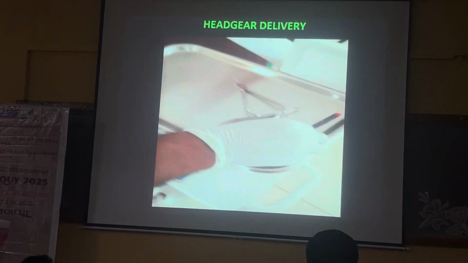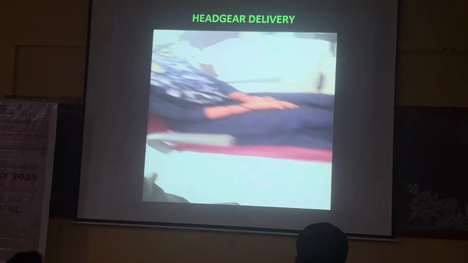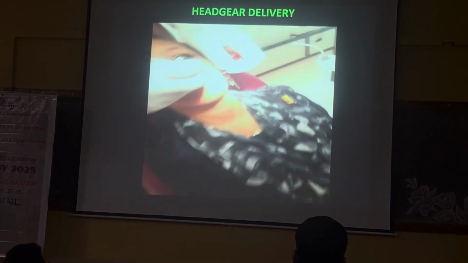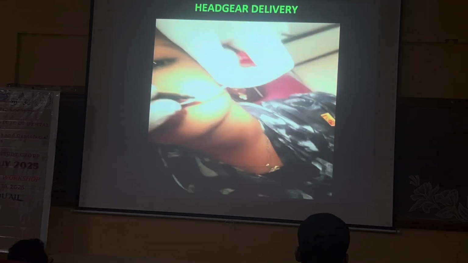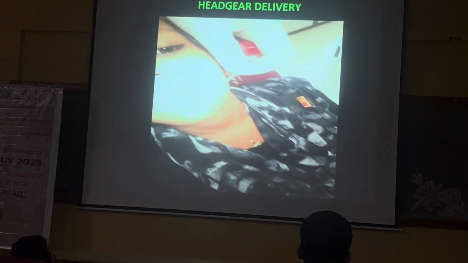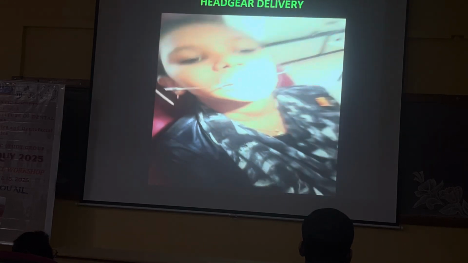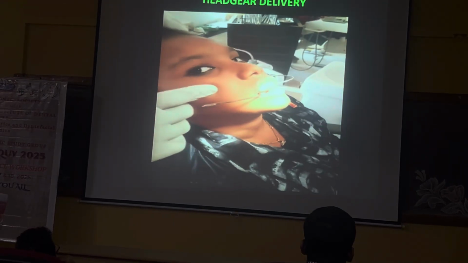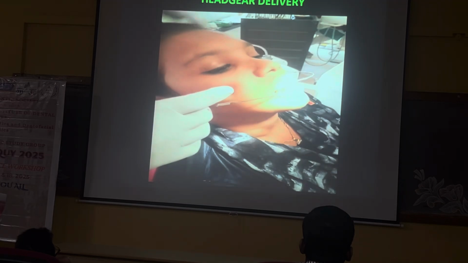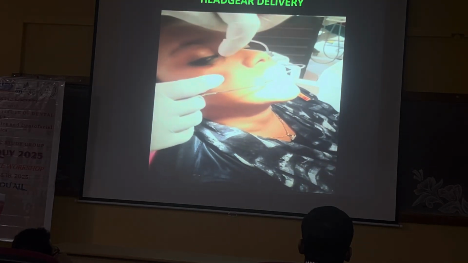Now, mark the outer bow where you are going to give the bend. And roughly mark the center of resistance of the maxilla. This is the center of resistance.